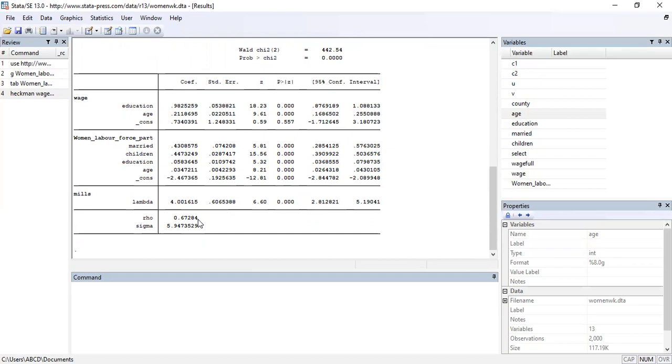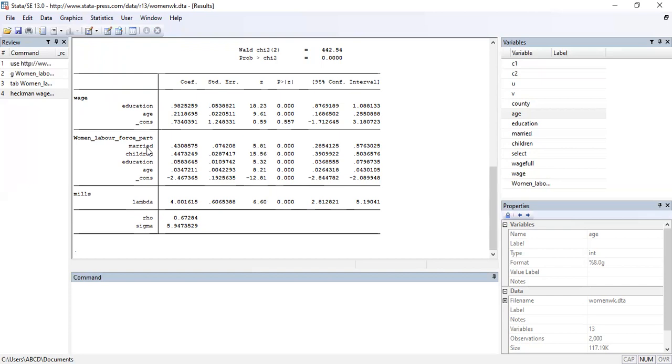That means there is a correlation between the two models, that is the wage model and the labor force participation model. So the overlapping variables we have used in the selection model have an impact on understanding why the labor force participation of women increases or decreases.